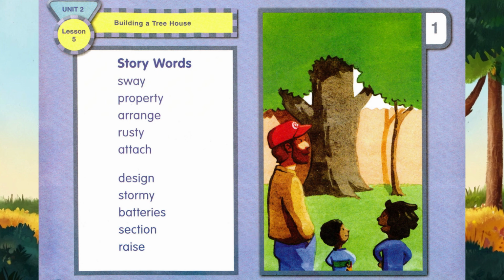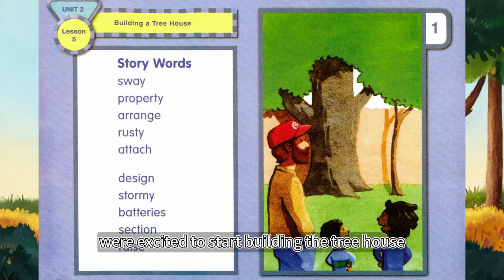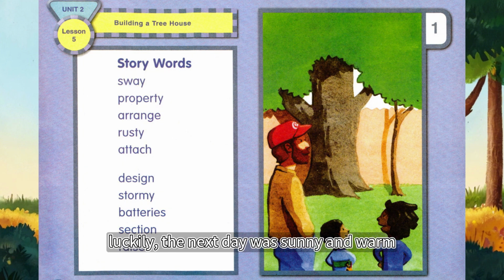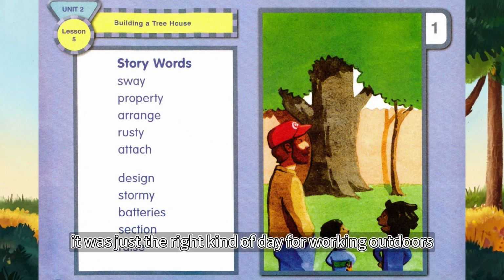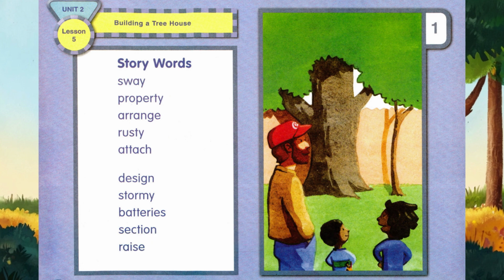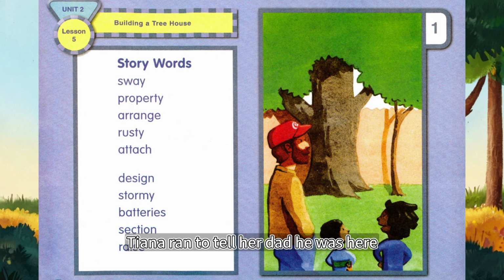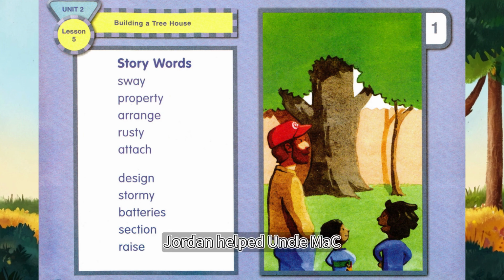house. Jordan and Tiana were excited to start building the treehouse, but the weather turned windy, rainy, and stormy that afternoon. Luckily, the next day was sunny and warm. It was just the right kind of day for working outdoors. When Uncle Mac's truck pulled up, Tiana ran to tell her dad he was here. Jordan helped Uncle Mac carry his tools to the backyard.